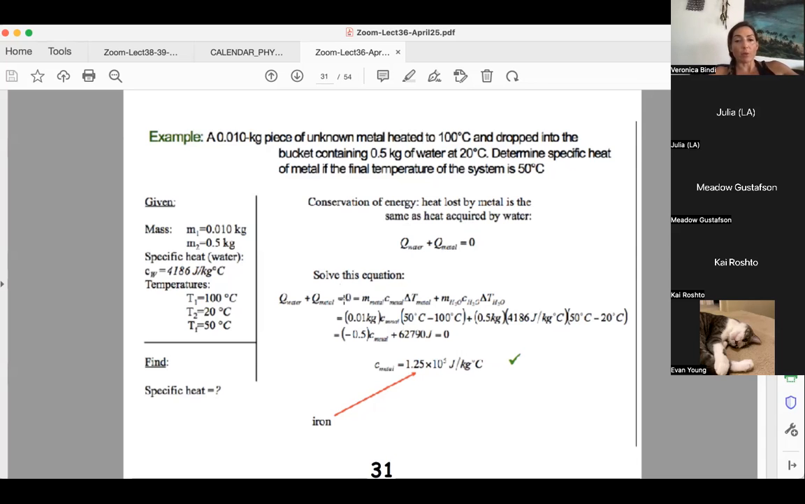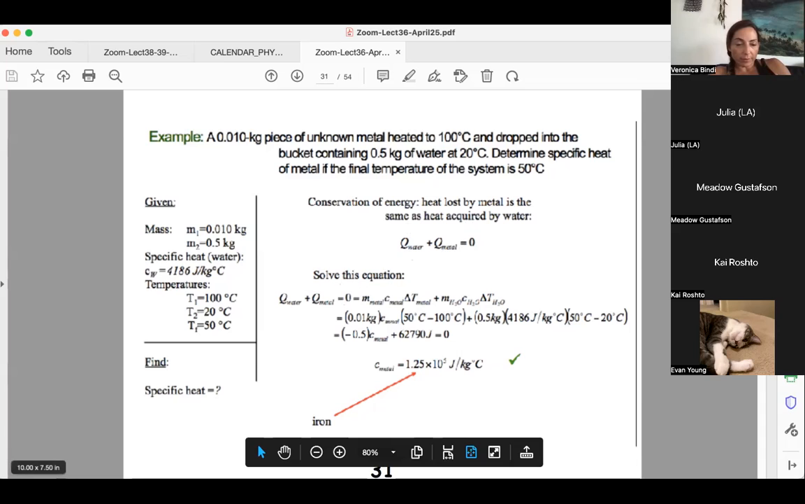We need to solve this equation. So which one is Q of water? Q water is so small, tiny, and difficult to see.